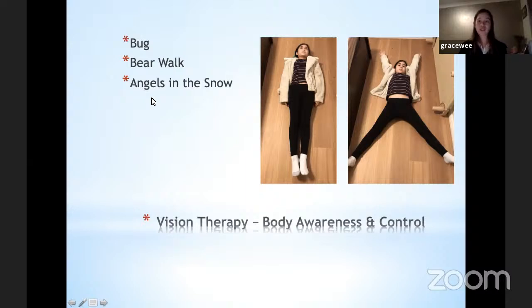So what the bug game actually is, is that the child lies on their back, okay, with their head down and the arms and the legs raised, and they've got to move their right arm, the left arm, the right leg and the left leg according to the instructions that we give them or the vision therapist gives them, okay? So that teaches them control, that teaches them awareness. And you can also add a naming component if they have no idea about their rights and lefts. So they can say right hand, left leg and right leg, if that's the particular sequence.